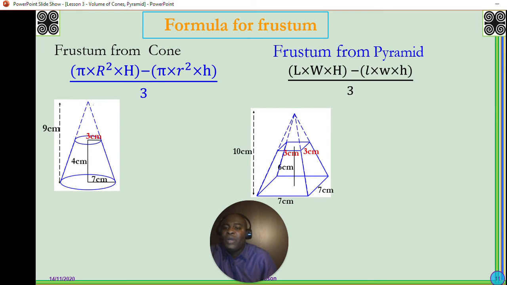Now, to work out frustum from a cone is simple. It's like having two cones. The original cone and the small cone that you chopped off. So it's simple. All you need to do is work out the volume of the original cone, work out the cone that you chopped off, and subtract the cone that you chopped off from the original cone. The same for the pyramid. Work out the volume of the original pyramid. Work out the volume of the chopped off pyramid, and take off the answer of the chopped off pyramid from the original pyramid. So that's what you see.